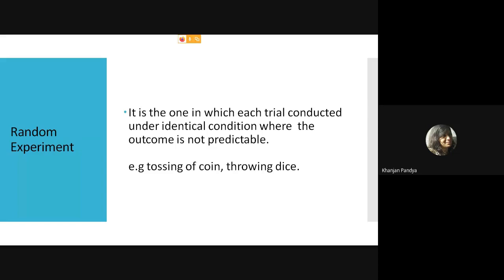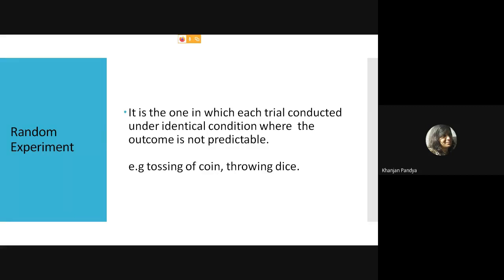So we need to understand the types of probability and operations related to it. First of all, let me give you the definition of a random experiment. What is a random experiment? A random experiment is any experiment you are doing, like tossing a coin or throwing a die. The definition is that it is one in which each trial is conducted under identical conditions, where the outcome is not predictable. You cannot predict what the outcome will be. In PUBG, for example, it is not predictable what the next step or stage will be.